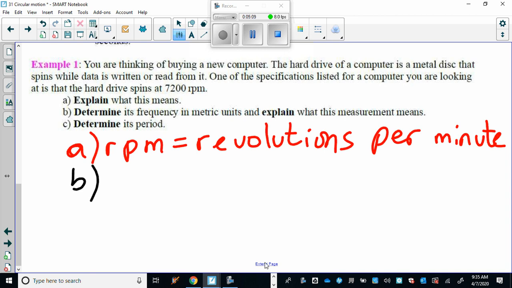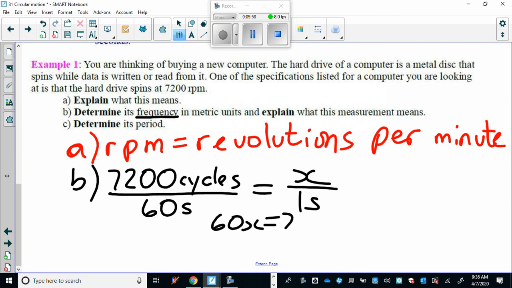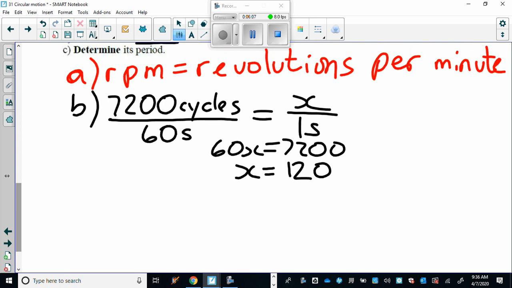B, determine its frequency in metric units and explain what this measurement means. There are several ways you can do this. I usually do questions like this as a proportion. So I would say if it does 7,200 revolutions, we're just going to call it cycles, in 60 seconds. If we're looking to find the frequency, then we want how many cycles it does in 1 second. So my proportion here: if it does 7,200 cycles in 60 seconds, how many cycles will it do in 1 second? And then you can just cross multiply and divide, and you end up getting X equals 120 cycles per second, or 120 hertz.